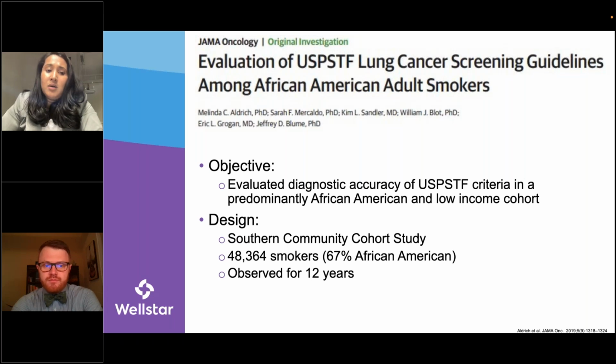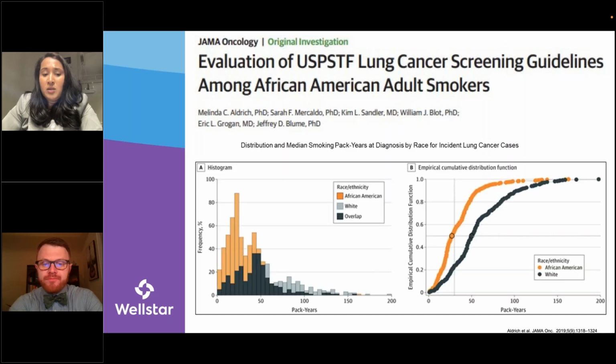This trial was published back in 2019, and it evaluated the USPSTF criteria in an African American population. In this study, they looked at about 48,000 smokers, 67% of whom were African American, and observed them for about 12 years. What were the notable findings? In this graph, you can see that when they compared African American smokers to white smokers, the average pack years for African Americans was 25.8 versus 48 pack years for their white smoker counterparts. And these were for patients that were diagnosed with lung cancer.